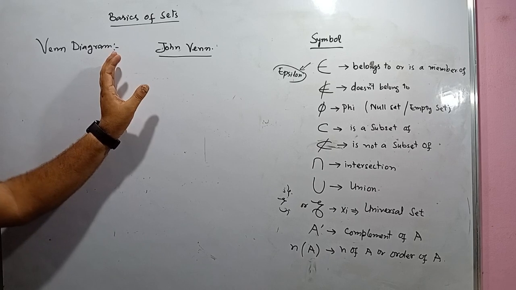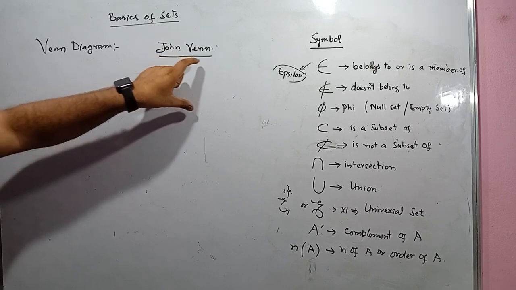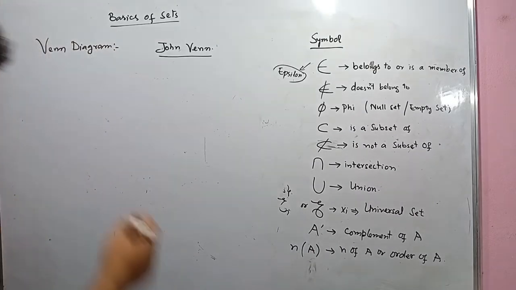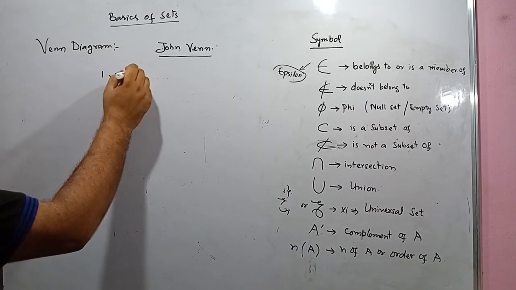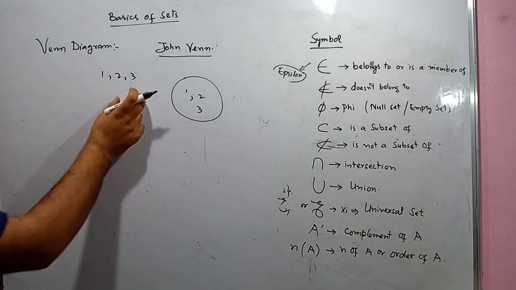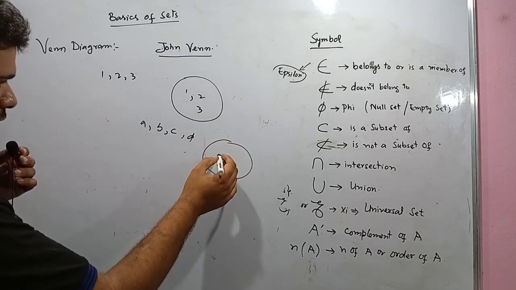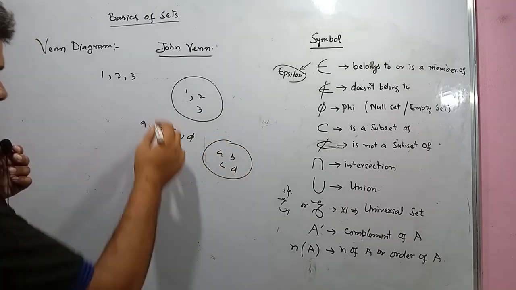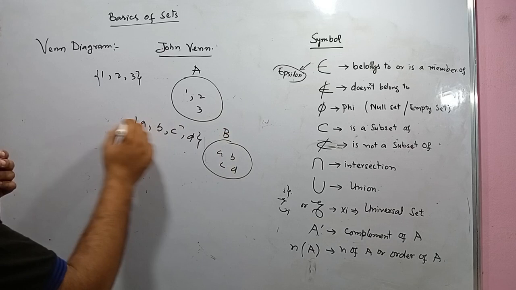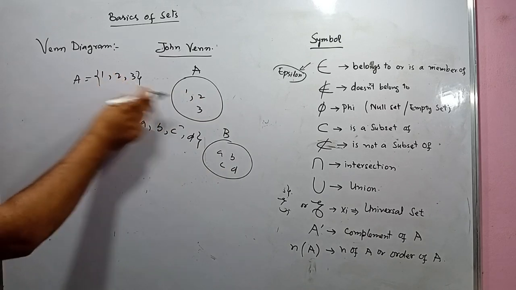What are Venn diagrams? Sets can be shown in a diagram. These are called the Venn diagrams after the name of mathematician John Venn. You can see here, I will give you an example. For example, I have 1, 2, 3. I will keep them 1, 2, 3 here in the circle. So this is a kind of Venn diagram. I have A, B, C, D. I will keep them in the circle. I will name it, this is A, and this is B. Now you can see these circles represent these numbers.